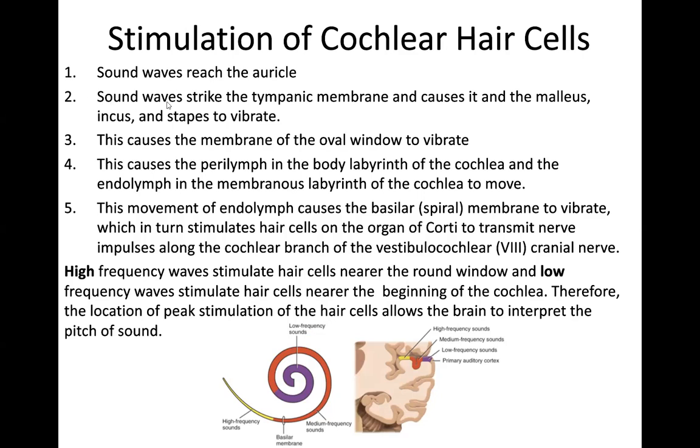Sound waves get transferred inward, striking the tympanic membrane, causing it and the malleus, the incus, and the stapes to vibrate. Just like when you tap a drum, it vibrates. Your eardrum or tympanic membrane vibrates, and in doing so, that causes the malleus, the incus, and the stapes to all vibrate because they're all connected. So it's just like a chain reaction. This causes the membrane of the oval window to vibrate, and what results on the inside of the cochlea is that the perilymph, which is fluid, and the endolymph, another fluid, move.